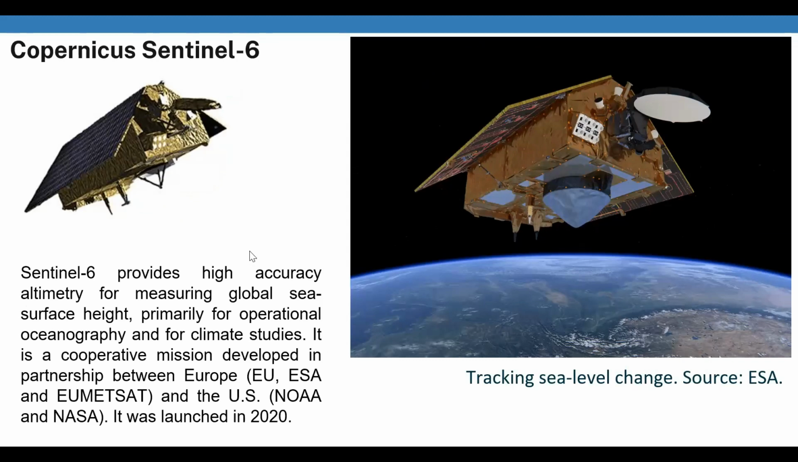And the Copernicus 6P provides high accuracy altimetry for measuring global sea surface height, primarily for operational oceanography and for climate studies. It is a cooperative mission developed in partnership between Europe, the European Union, the European Space Agency, and EUMETSAT, and the United States agencies, the National Oceanic and Atmospheric Administration, and NASA. It was launched in 2020.